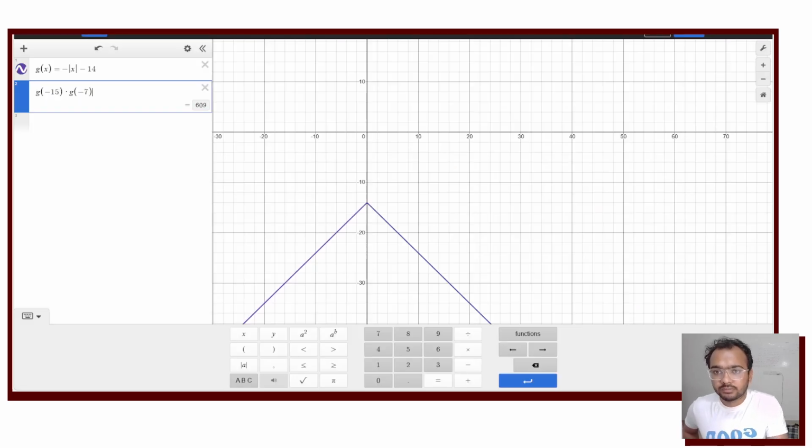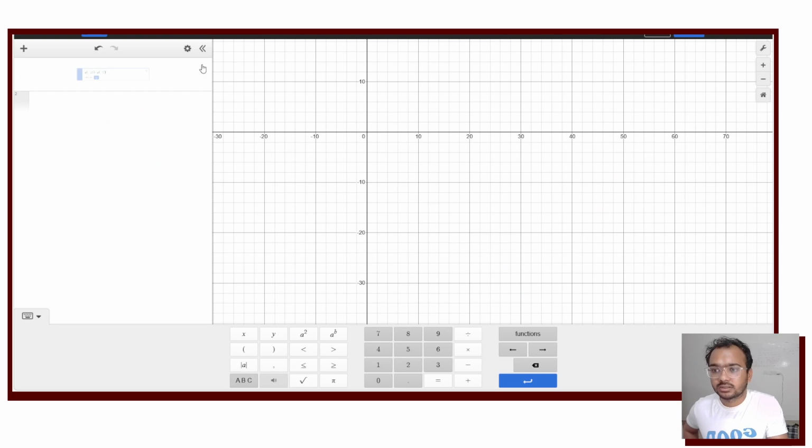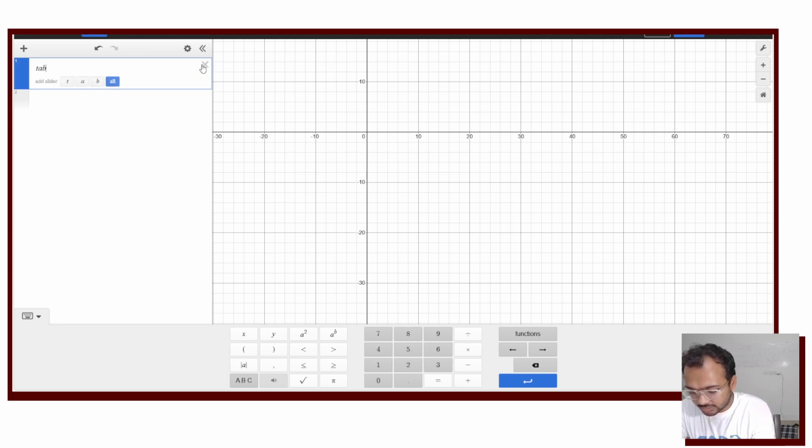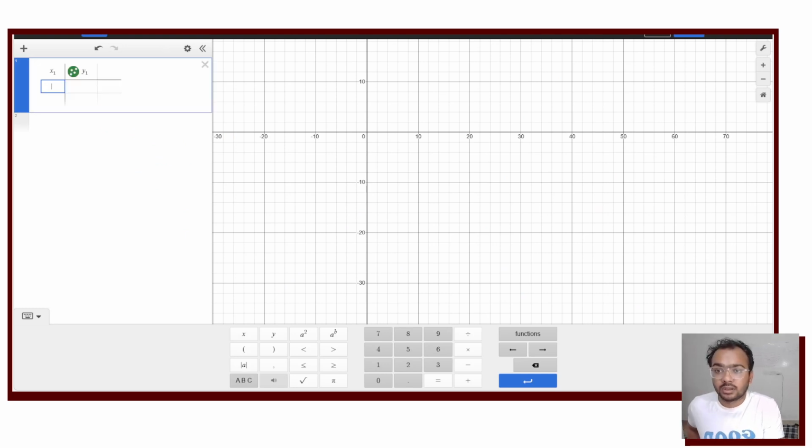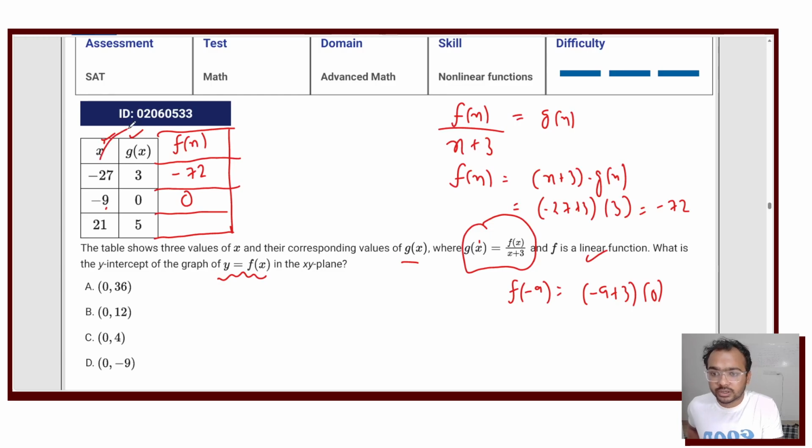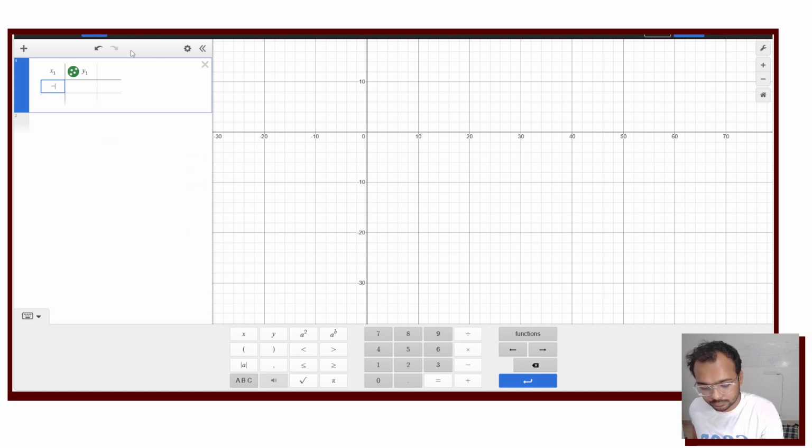So now again we'll be moving to Desmos, and let's make a table over here. To make a table, you can type table. Now we'll just put these coordinates of x and f of x. Negative 27 gives negative 72, and the other point was negative 9, that gives 0.